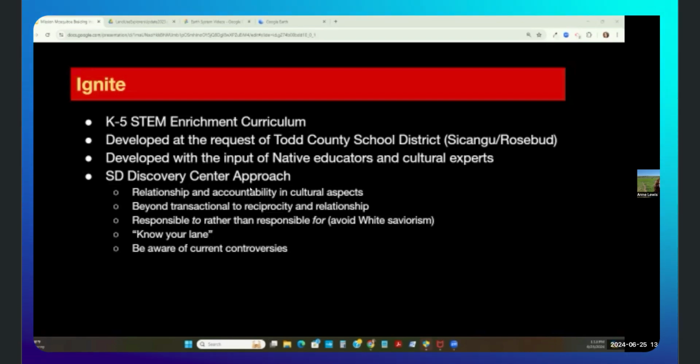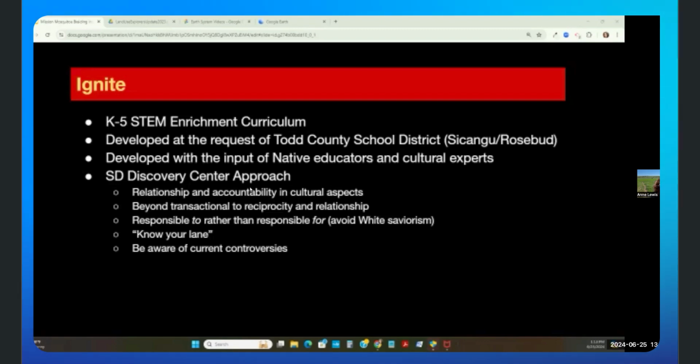And then especially in our space, we have to be aware of current controversies, political and otherwise, both within the Indigenous community and between the Indigenous community and the dominant culture. Not to get too political, but South Dakota's governor does not have a good relationship with the tribal governments. And we need to be aware of that.